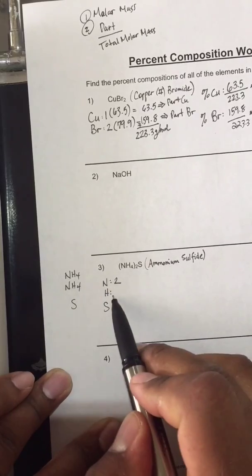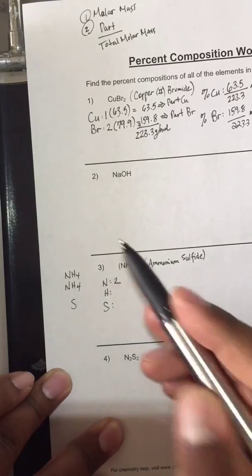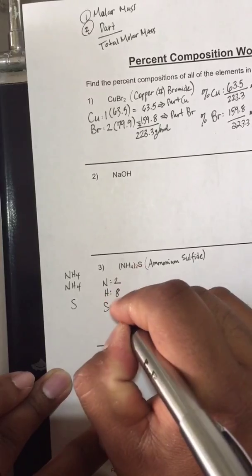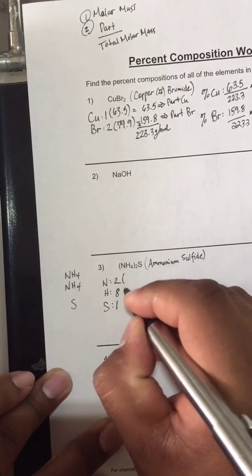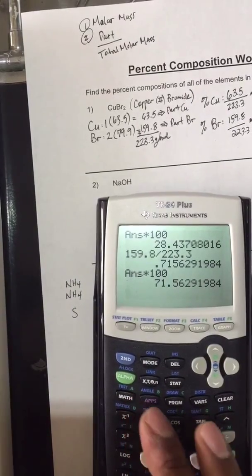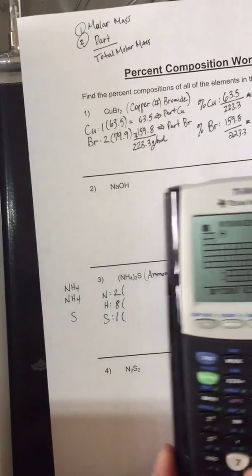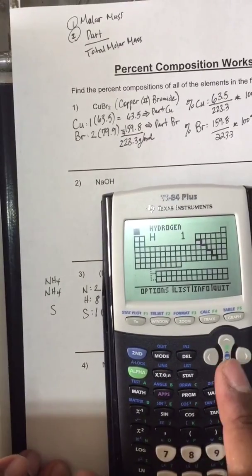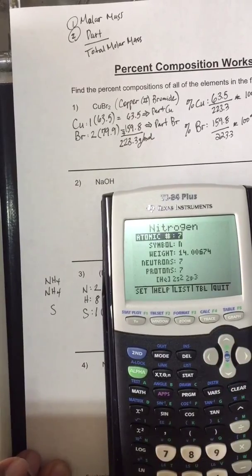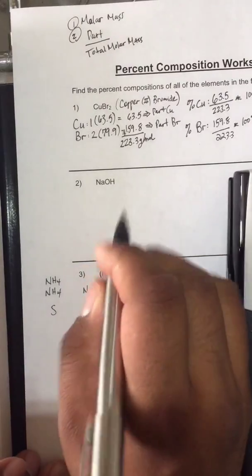The next step is to determine how many hydrogens. You have 4 and 4, which is what? 8. And 1 sulfur. The next step is to determine the mass of each, right? So again, you need the periodic table for this. If you don't have a paper periodic table, you can just find the one on the calculator. And then once you have it, find nitrogen. Right there. The mass here says 14.00674. We're just going to round it off to 14.